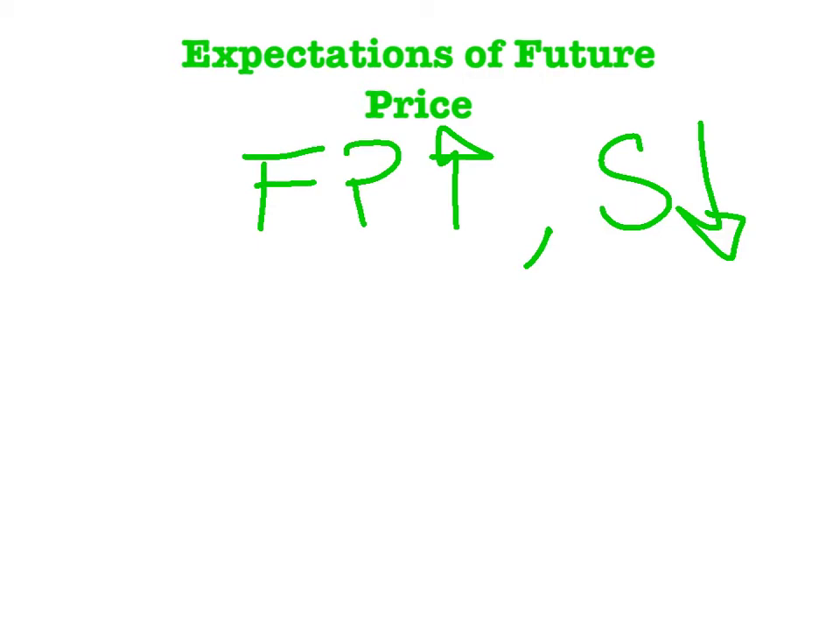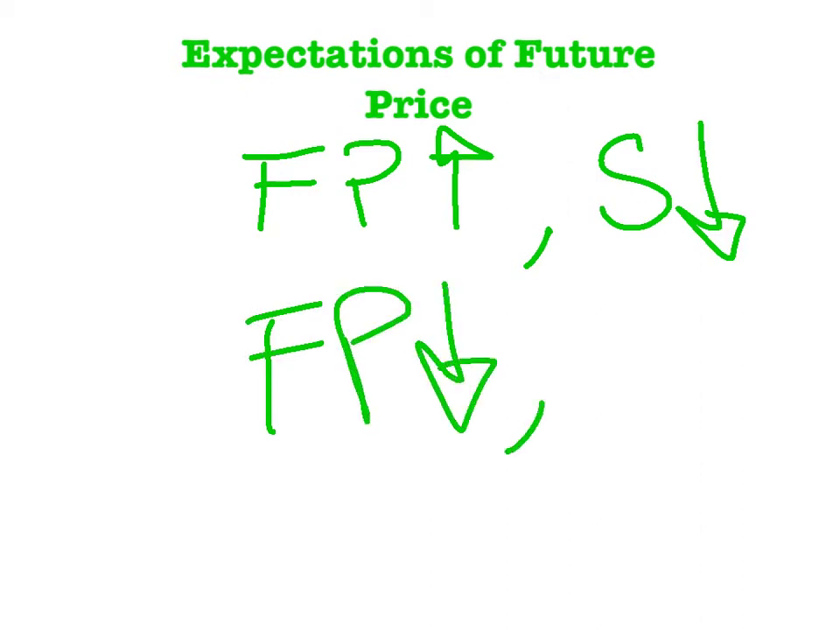The reverse then is also true. If you expect future prices for your product to decrease, your supply is going to increase now because you know that prices are going to be bad in the future. So you're going to try and sell all of your product now so you can make the most money while the prices are good.